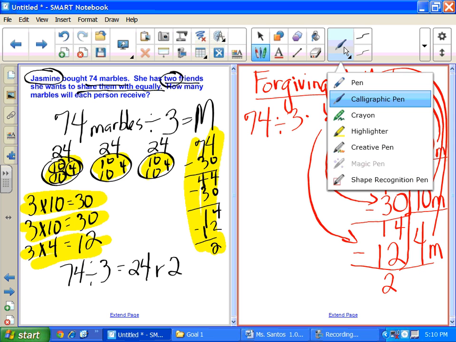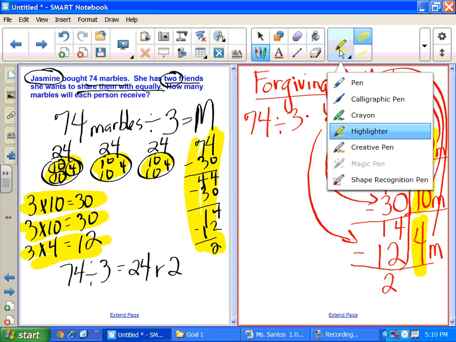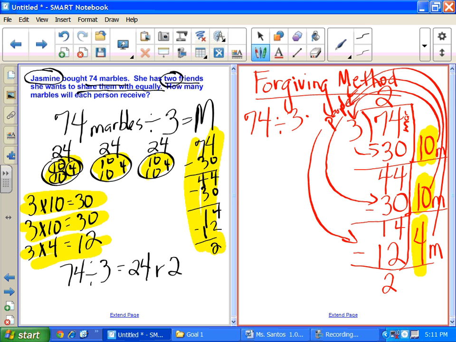So now we can easily count. We gave out 10. We gave out 10 more. We gave out 4 more for a grand total of 24 marbles. We cannot forget we had 2 marbles left over, so we would write remainder 2. So for our equation, 74 divided by 3 is equal to 24, remainder 2.